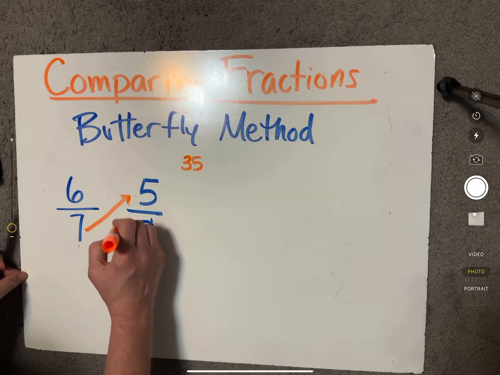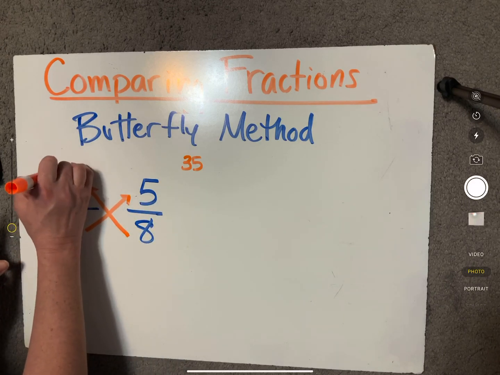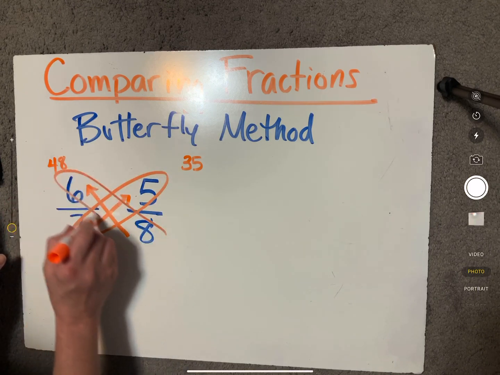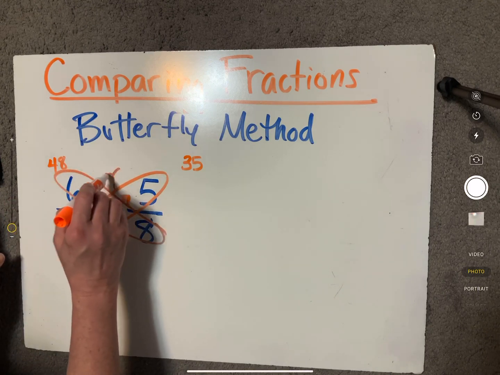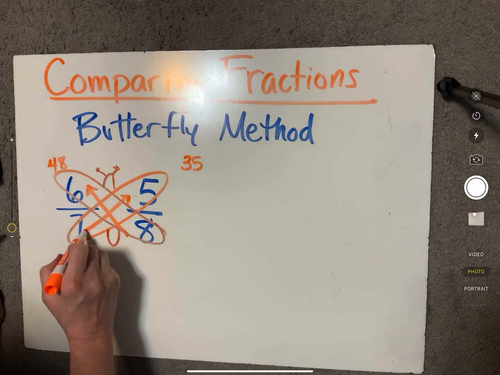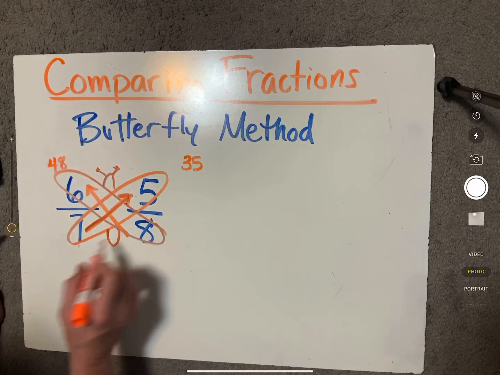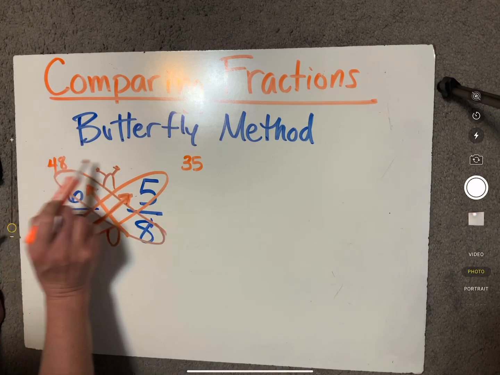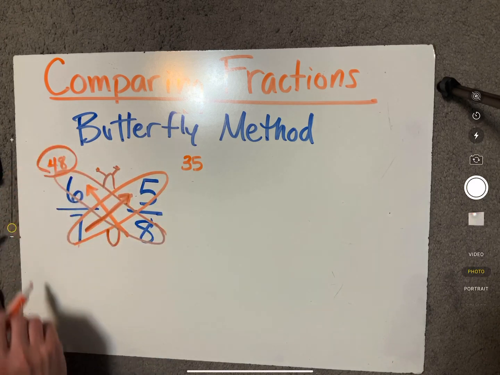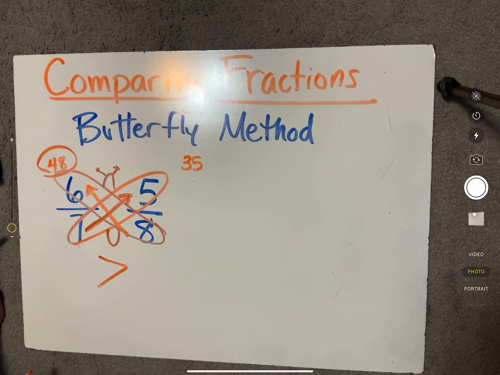And then you're going to go bottom up here. 8 times 6 is 48. What a lot of people do is they make this a circle and make that a circle, and then you can put a little butterfly right here. So butterfly method, but you're going to go bottom up both times. So 7 times 5 is 35. 8 times 6 would be 48. Then you're looking at which one of these would be larger, 48 or 35. The 48 is larger. So that means that our 6/7 is the larger number.